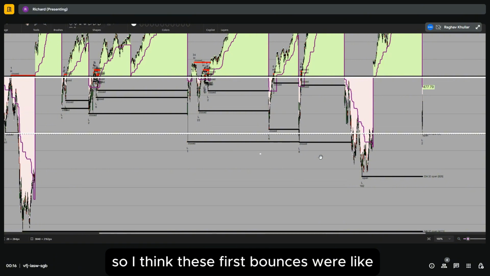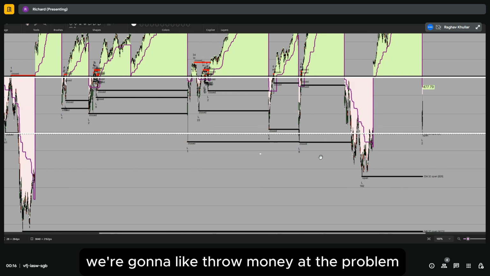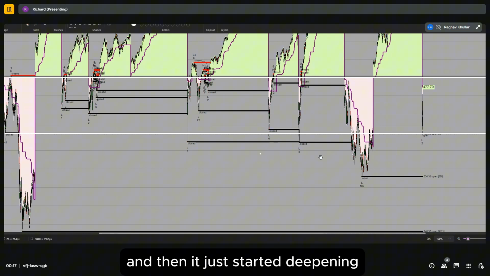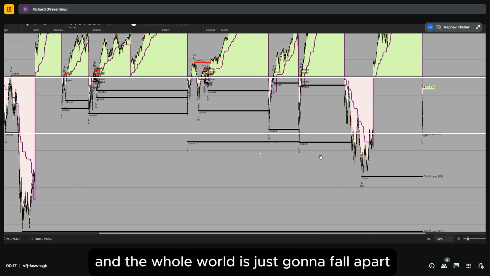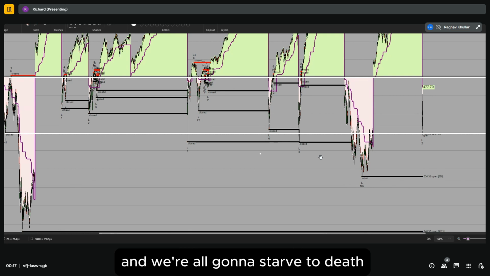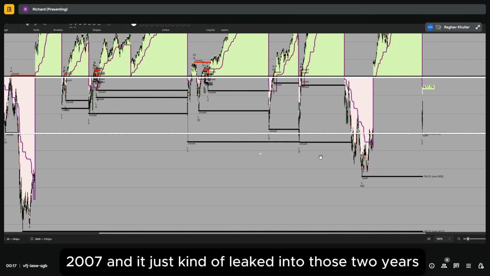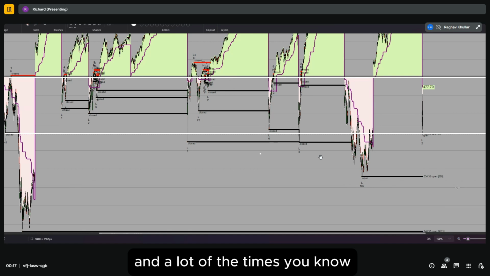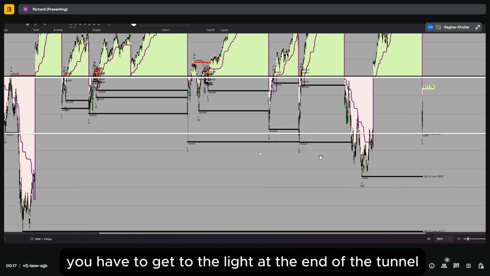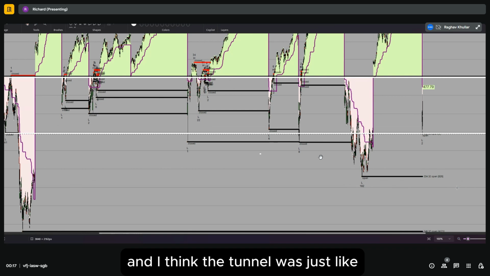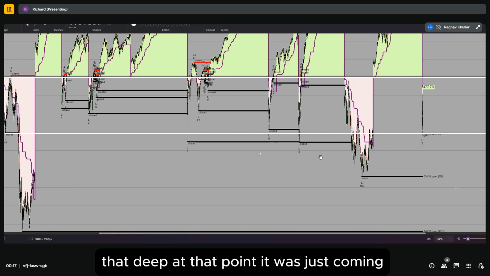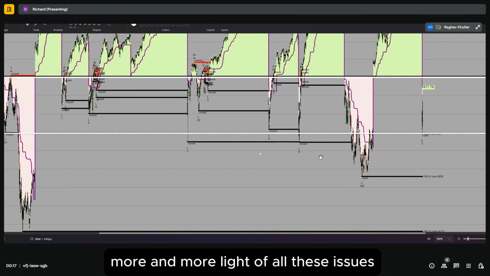So I think these first bounces were Bernanke coming in, saying we're going to throw money at the problem, and then it just started deepening. Oh my God, it's worldwide, the whole world is going to fall apart, and we're all going to starve to death. So I think that's what it was, just that continuation, as I remember. It started in 2007, 2008, and it leaked across those two years. And a lot of the time you have to get to the light at the end of the tunnel, and I think the tunnel was just that deep at that point. Light was coming more and more from all these issues.